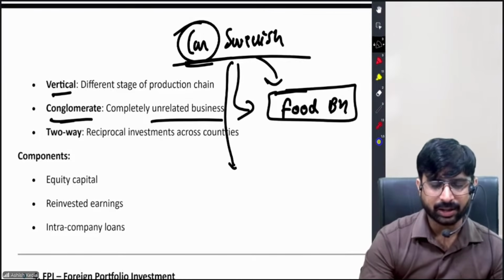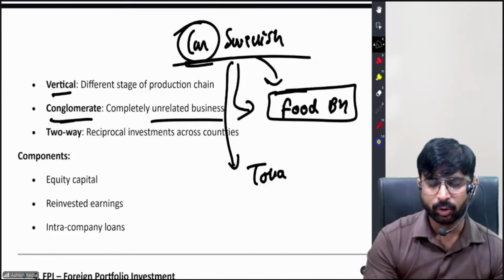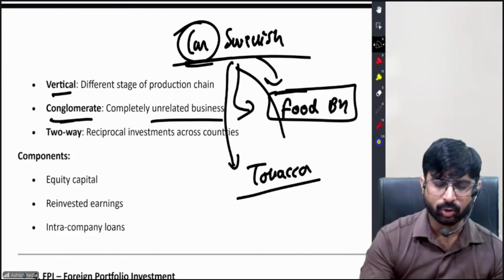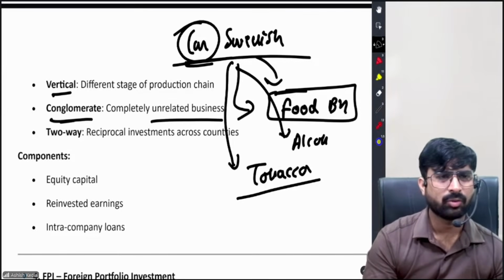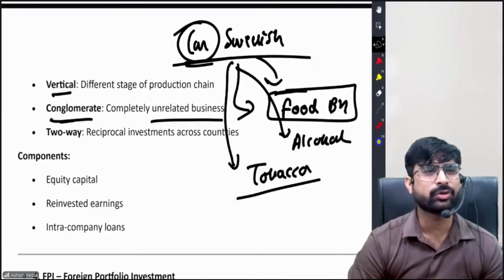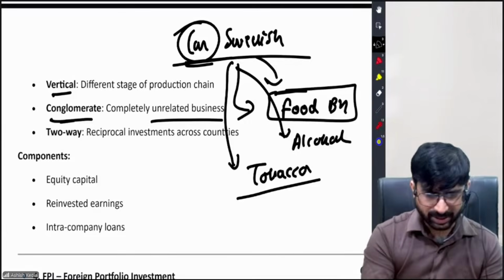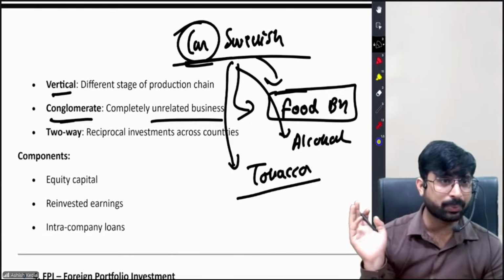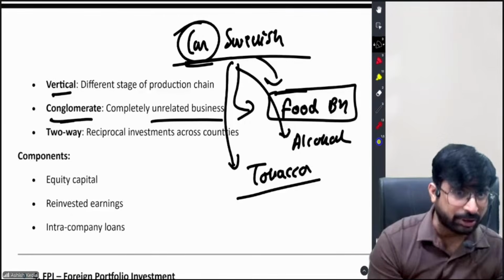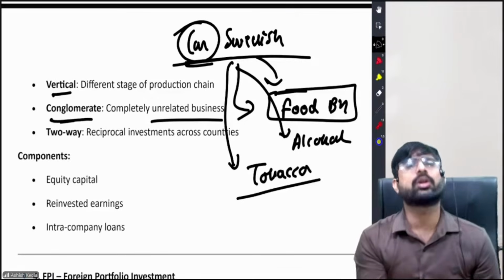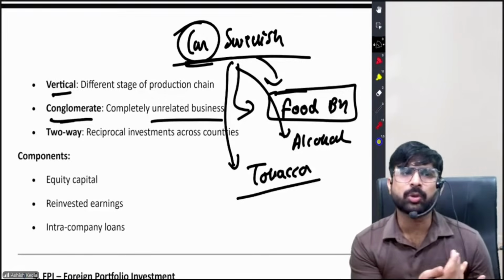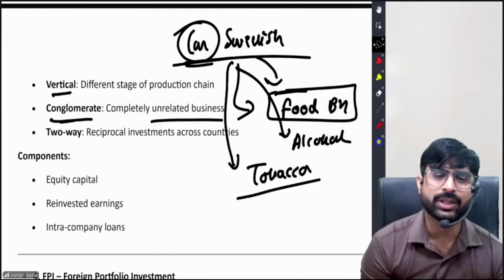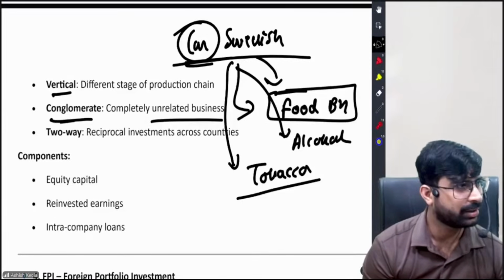Or let's say this car company starts making or selling tobacco in India. Or maybe an alcohol business. Whatever example strikes your mind. Is there any relation with the car business? No. When the foreign participant invests in a country in a completely new genre in which it was not previously existent, then dear students, we get a conglomerate FDI.